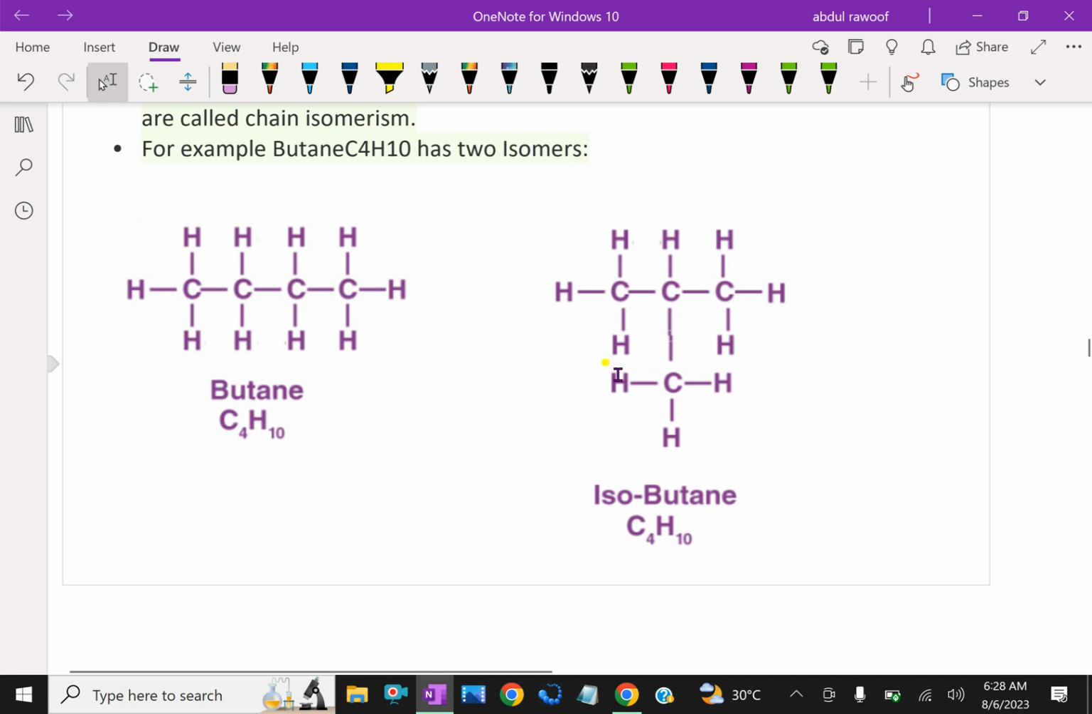Like here, this is isobutane, another isomer of butane. Look at the structure. There are three carbons, and the central carbon is further connected with another carbon, and that carbon is connected with three hydrogens. These are butane and isobutane; both have the same molecular formula but different structures.